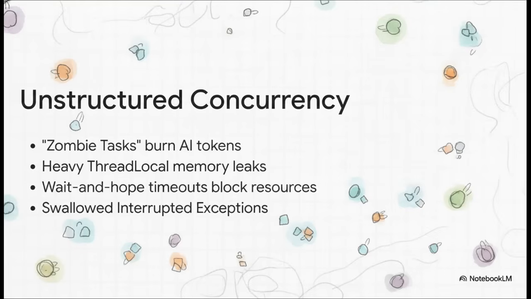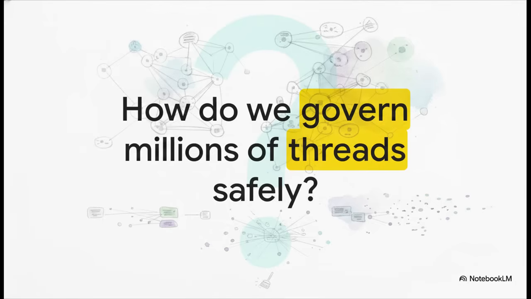If we just blindly fire off millions of virtual threads using unstructured concurrency, we introduce some severe dangers. Without proper governance, we're looking at heavy thread local memory leaks. And even worse, we get zombie tasks. Imagine a parent AI agent fails, but its subtasks, the ones out there querying a very expensive LLM, just keep running in the background. They're burning tokens and eating resources all because they didn't get the cancellation signal. Relying on wait and hope timeouts or swallowing interrupted exceptions will absolutely destroy an AI system's reliability at scale. So we have to ask ourselves a pretty critical question.